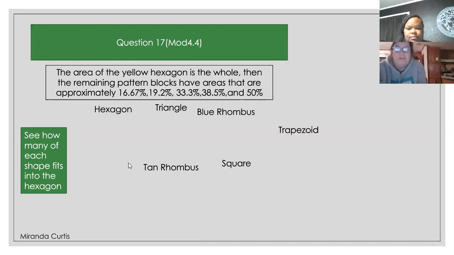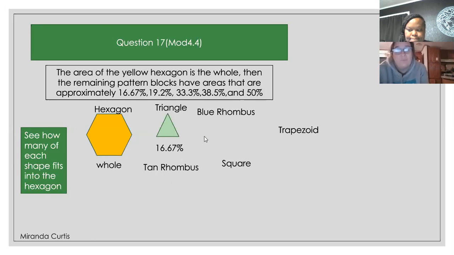Ooh, it's really dry outside. So our hexagon is going to represent our whole. We're going to see if they're going to fit in. So this represents 100%. Our next shape we're going to look at is a triangle. We're going to realize how many triangles we can fit in there. When we do it, it doesn't fit very well. So we only have 16.67%.